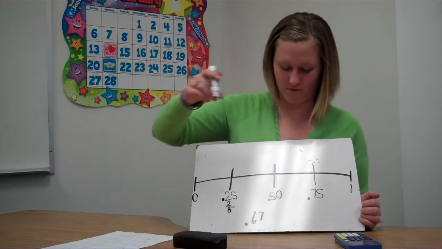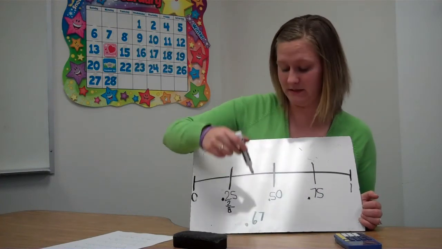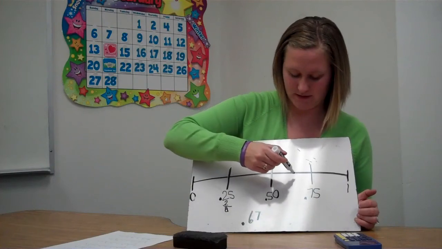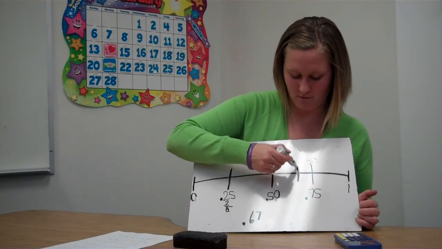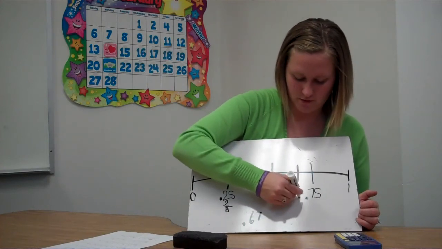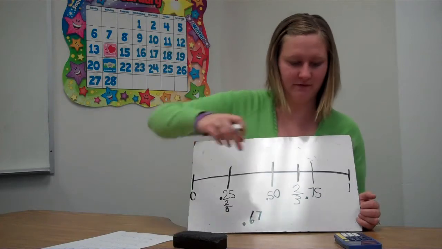And we need to find that on our number line. I know that 75 cents is more than 67 cents, and 67 cents is more than 50 cents. So I think it would probably go right here. Okay, and that fraction is 2/3.